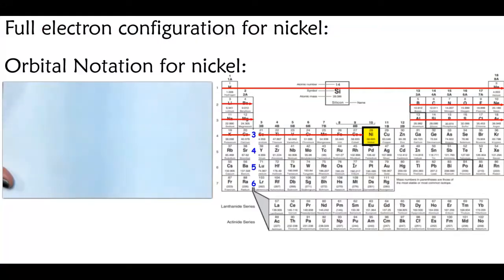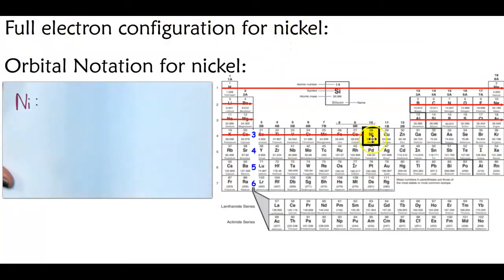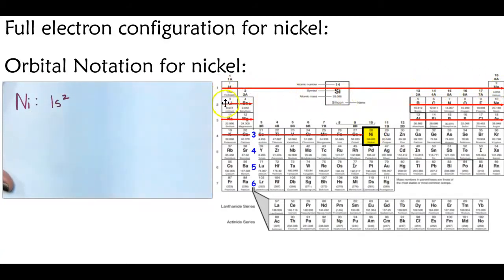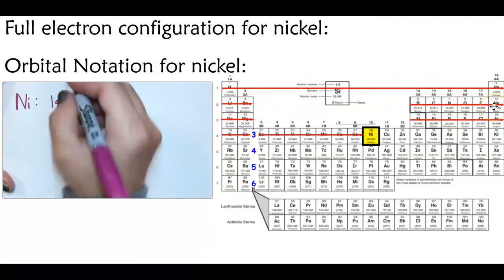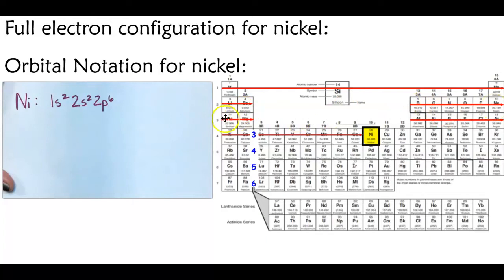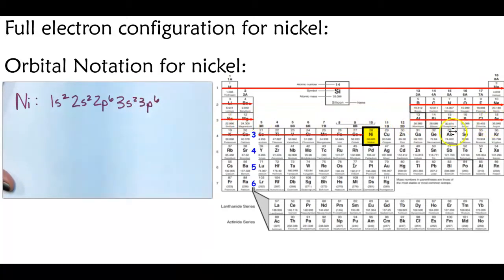Finally, we're going to do the full electron configuration for nickel. And here's nickel on row 4. So we're going to start from the beginning. Row number 1 is 1s2, 1s2. Row number 2, 2s2, 2p6, 2s2, 2p6. Row number 3, 3s2, 3p6, 3s2, 3p6. And then row 4, it goes 4s2.